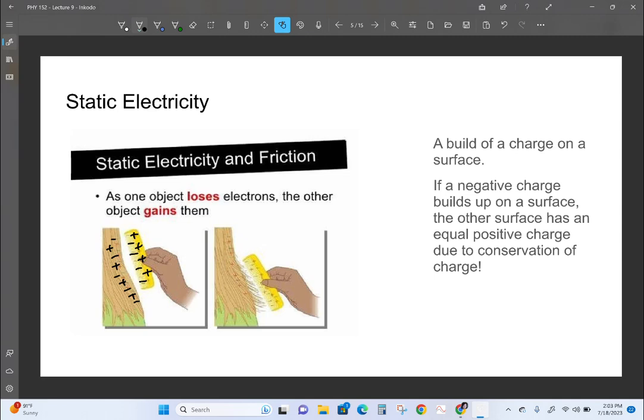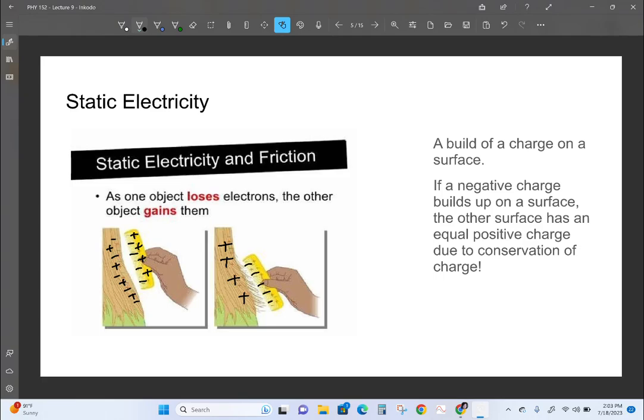So when you rub these two surfaces together, the one with a high electron affinity is going to gain electrons, and the one with a low electron affinity is going to lose electrons. And when you lose electrons on the hair, it becomes more positively charged, and you gain electrons on the comb, it becomes more negatively charged.